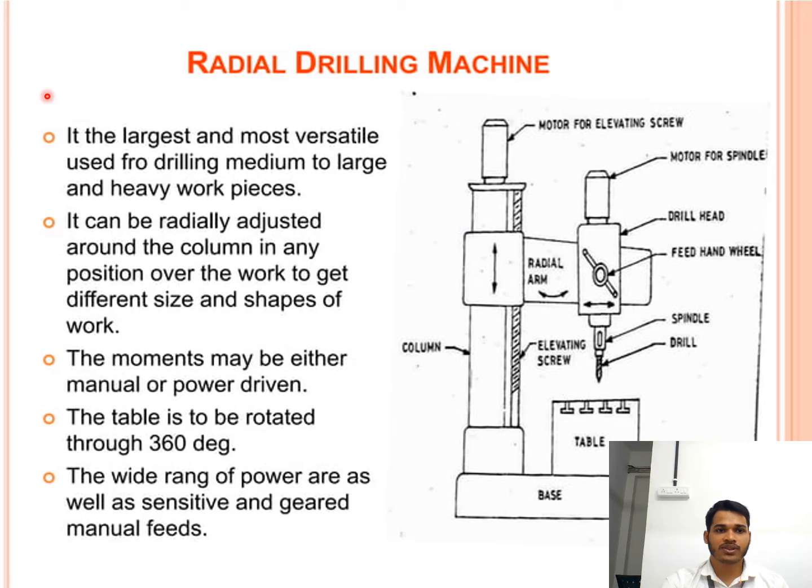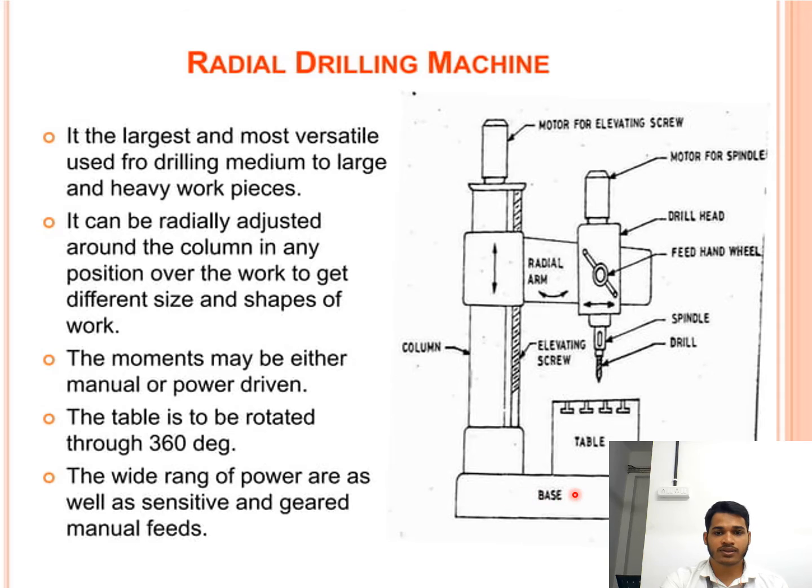Next, the radial drilling machine. It is the largest and most versatile, used for drilling medium to large and heavier workpieces. It can be radially adjusted around the column to any position over the work to get different sizes and shapes of work. The movements may be either manual or power driven. The table can be rotated through 360 degrees, with a wide range of power as well as sensitive and manual feed.